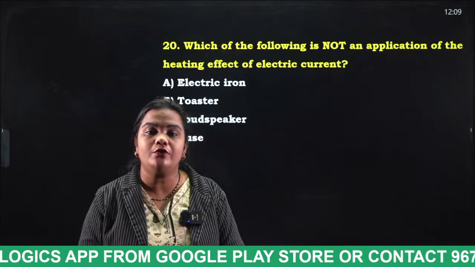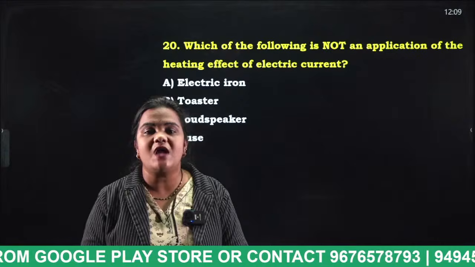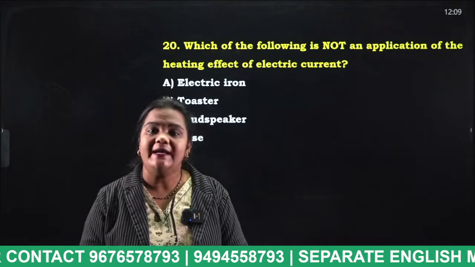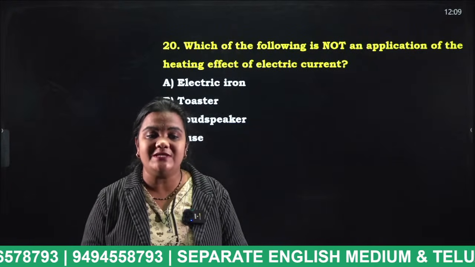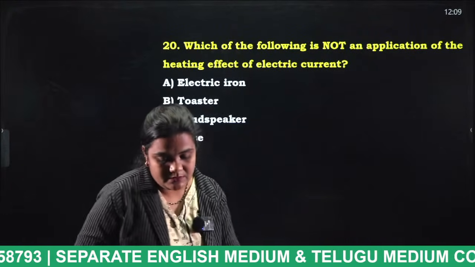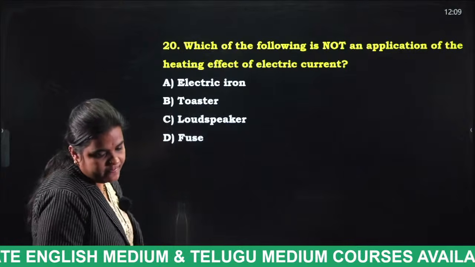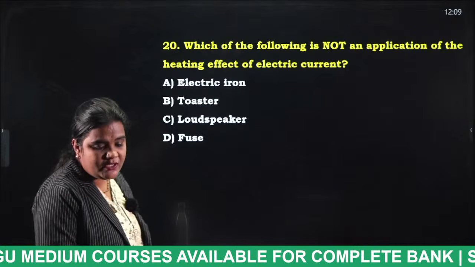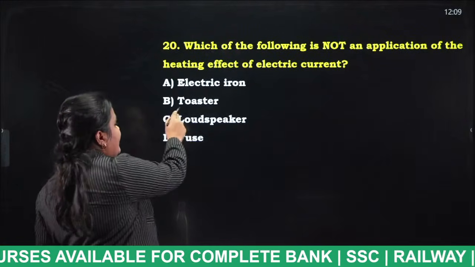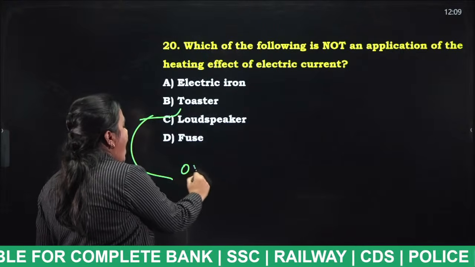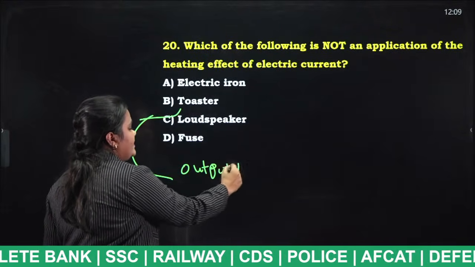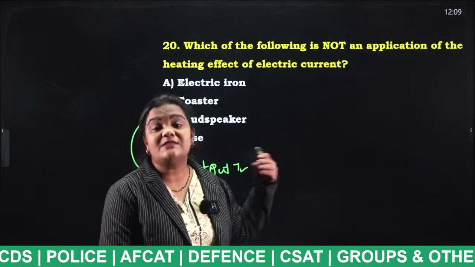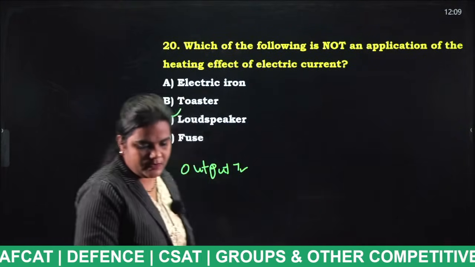I have already told you heating effect or Joule's law of heating is nothing but what is happening here? Electrical energy is converting into heat energy. Among the four options, one is not the example for that. So what is that? Okay? Fuse is also an example for, very good, loudspeaker. Why? Because loudspeaker is a output transducer. What is happening in the loudspeaker? Electrical signals are converting into sound waves.